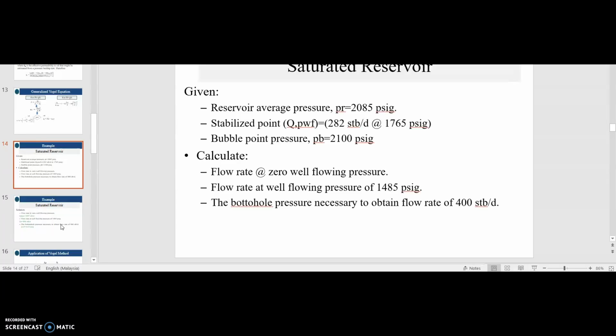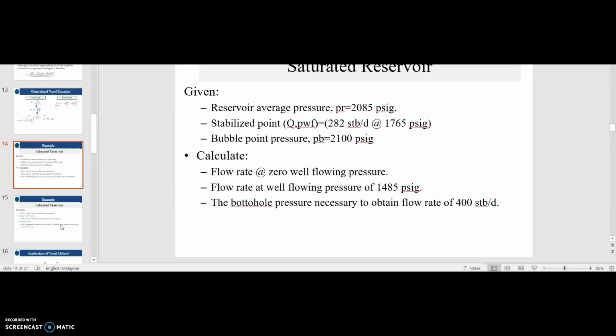So for the fully saturated one, we have been given a reservoir pressure of 2085 psig and a stabilized point of flow rate of 282 at PWF of 1765, and the bubble point is 2100 psi. That means the reservoir is fully saturated because the reservoir pressure is less than bubble point pressure.